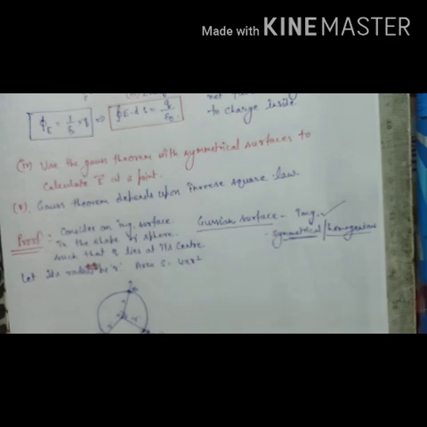Gauss law states that the electric flux linked with a closed surface is 1 upon epsilon naught times the charge enclosed by the surface. Two things are important: one is enclosed and another is closed surface. These are very important, and we know what the Gauss law is.